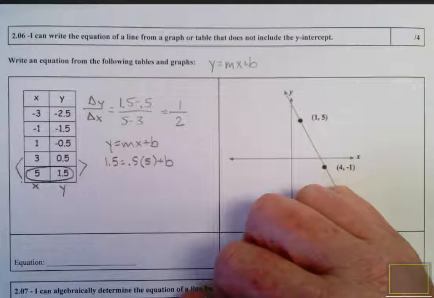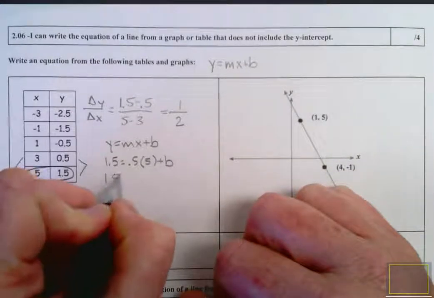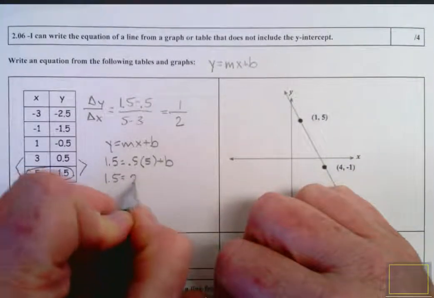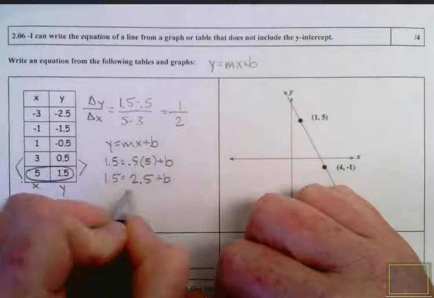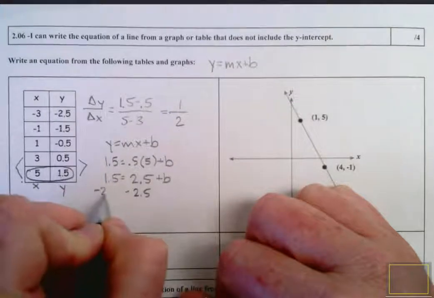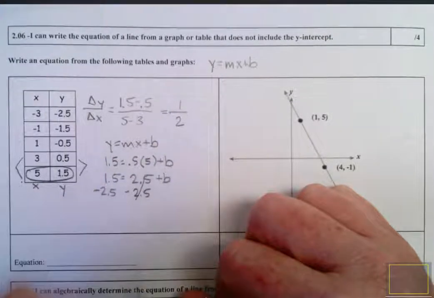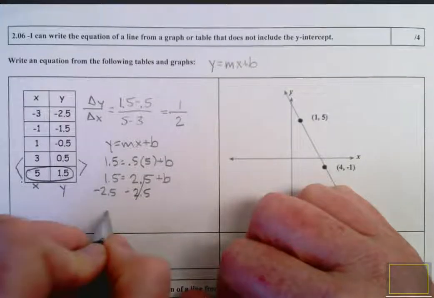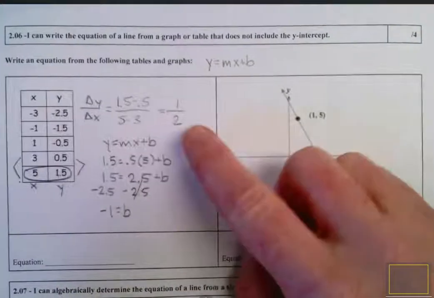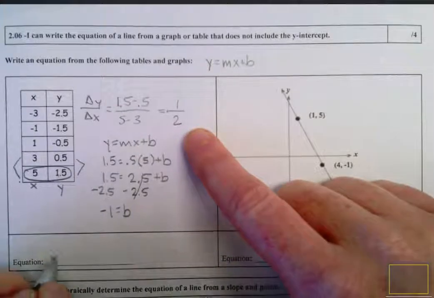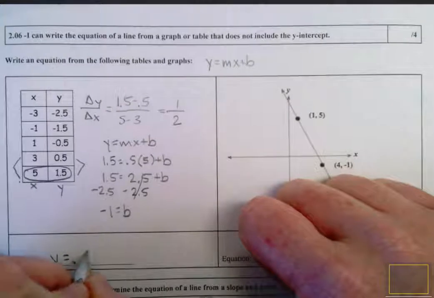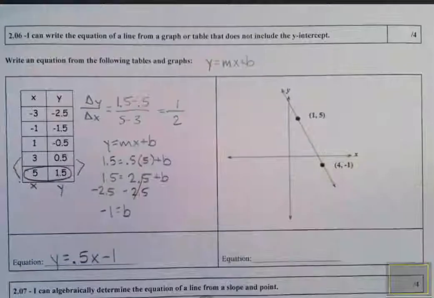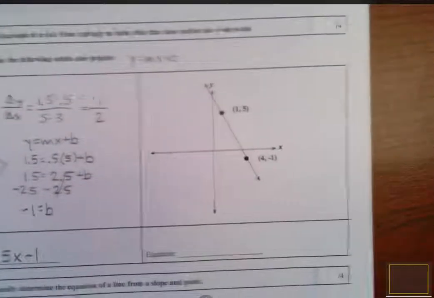Now we need to know what b is. So I have 1.5 equals 1/2 of 5 is 2.5. So now we solve for b. 1.5 minus 2.5 is -1. There's my b. And my slope was 1/2. So I'm going to go ahead, since this table has decimals, I'm going to use decimals in my answer. y equals 0.5x minus 1.